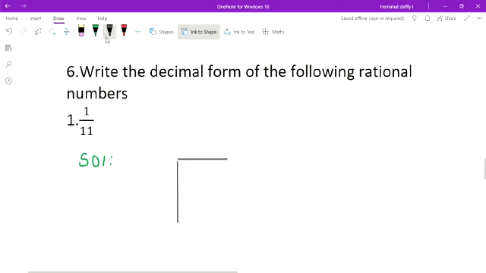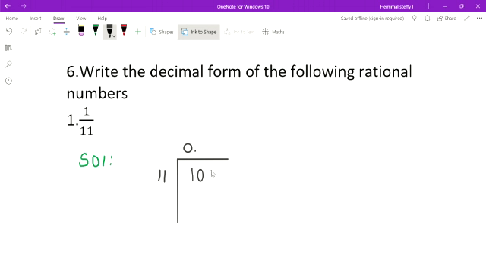Okay. Then take 11 and 1. Then see. We cannot divide 1 by 11 because 1 is smaller than 11. So it is less than 11, so I will put the decimal point. The decimal point will help us get 10. Then here also we cannot divide 10 by 11. Again 10 is less than 11. So we want to add one more 0.